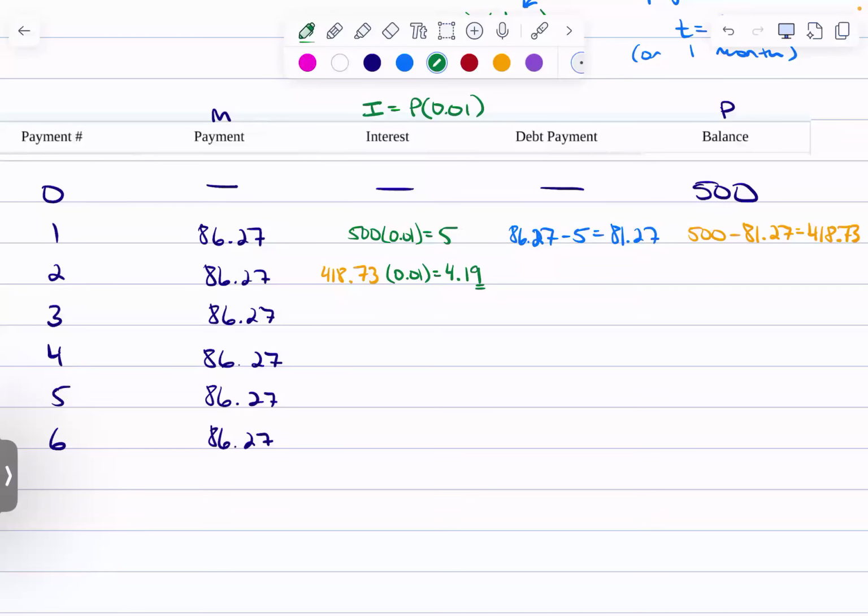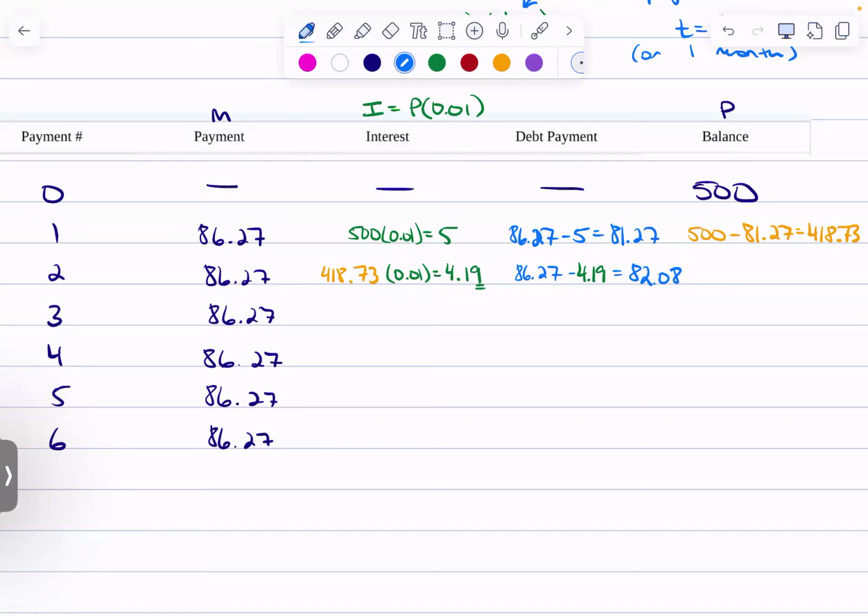Now we have paid a little bit less towards the interest. That's a nice feeling, right? Which means we're going to pay more towards the actual debt. But we're still paying the same amount, 86.27. So we have 86.27 minus 4.19, and I get 82.08.